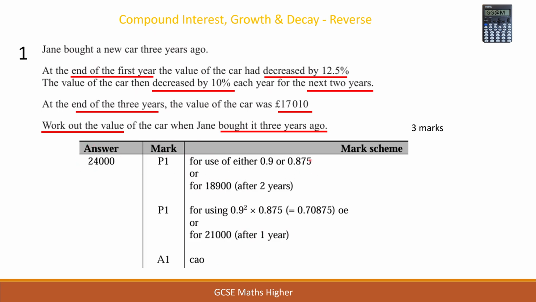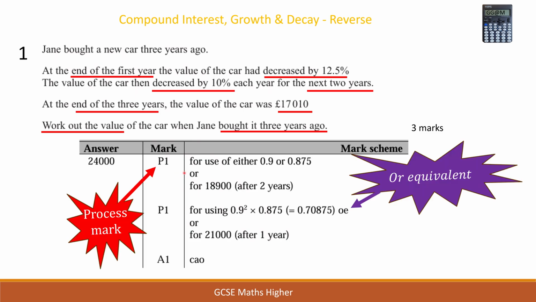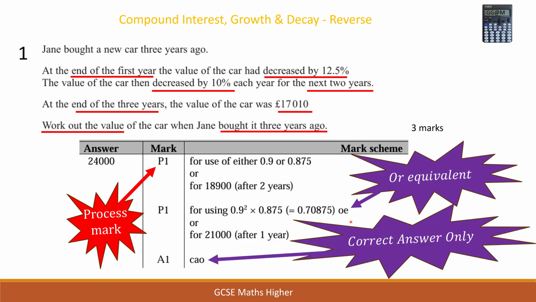Over on the right hand side, this is the method mark for the question. P1 is a process mark, so it's just a method mark. And then OE means or equivalent, and the CAO means correct answer only. So you have to get this answer correct exactly to get the full 3 marks for this question.